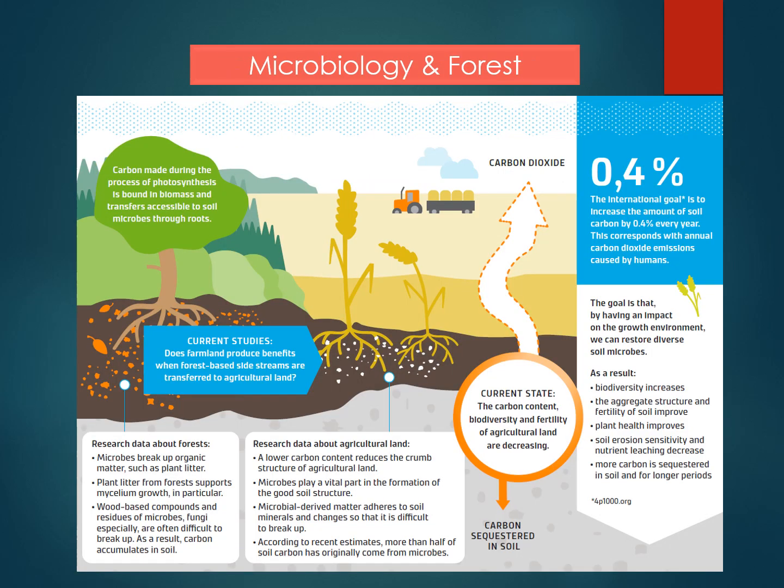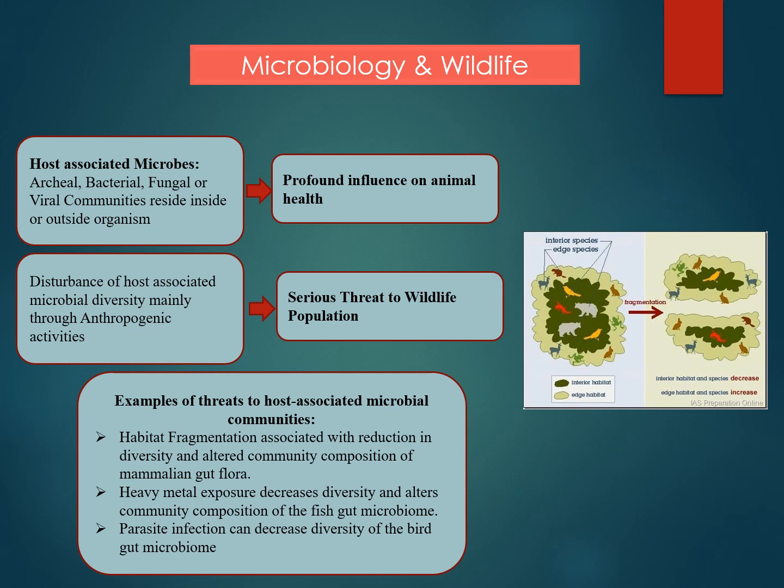Microbiology and forest, you can observe, is very important nowadays when we are discussing afforestation. So we need microbes to develop a good forest. Microbiology and wildlife also: host-associated microbes have a profound influence on animal health. There are serious threats to wildlife populations. For example, threats to host-associated microbial communities: habitat fragmentation is associated with reduction in diversity and altered community composition of mammalian gut flora. So these are examples of the relation between microbiology and wildlife.